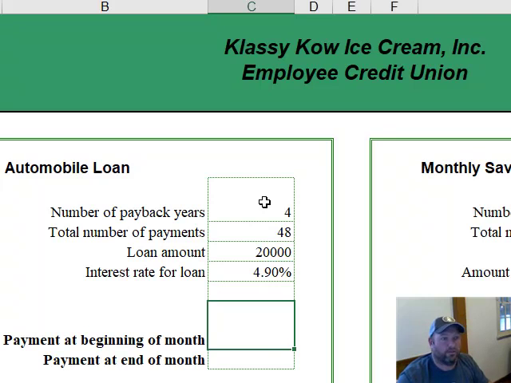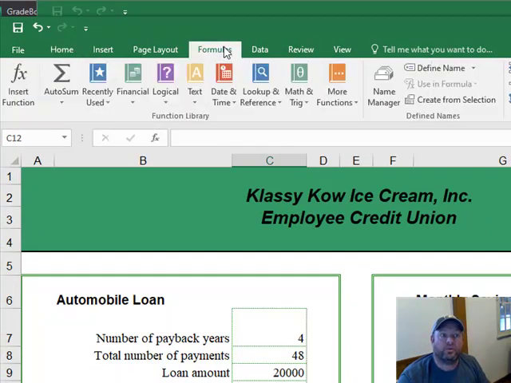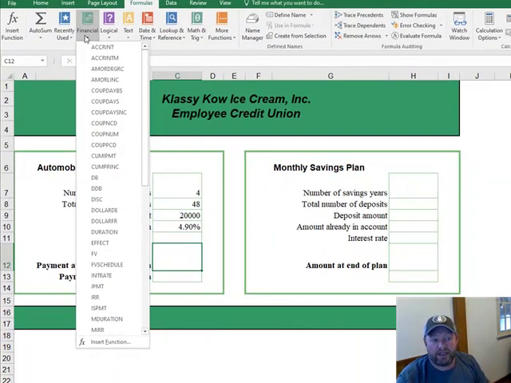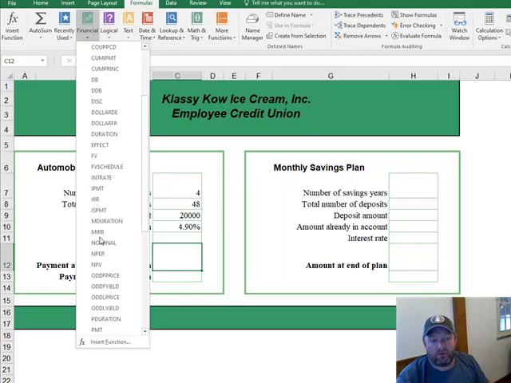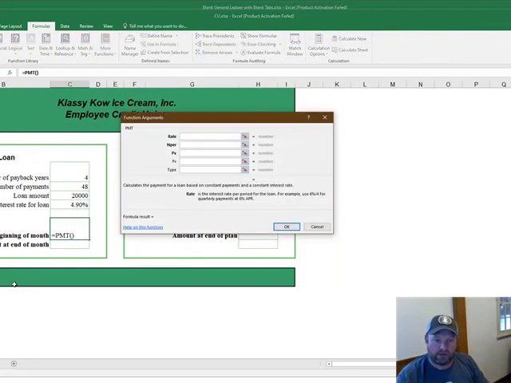All right, let's write a formula. We're going to start by clicking the formulas tab. We've learned in previous exercises that this tab is very beneficial. We are dealing with financial functions right now. And if you remember at the beginning, I said we're going to be dealing with the PMT function, and that's about halfway down the scroll bar. And here is the PMT.